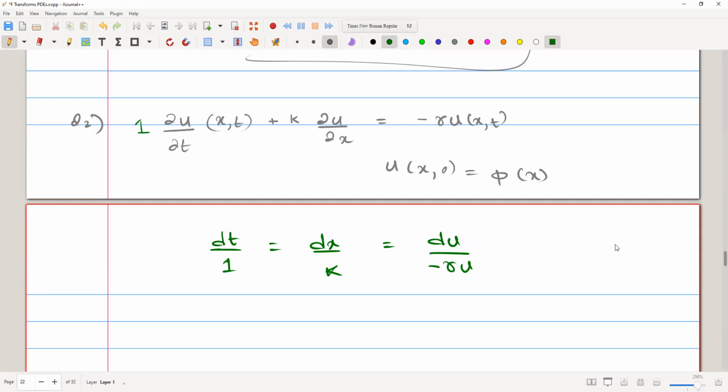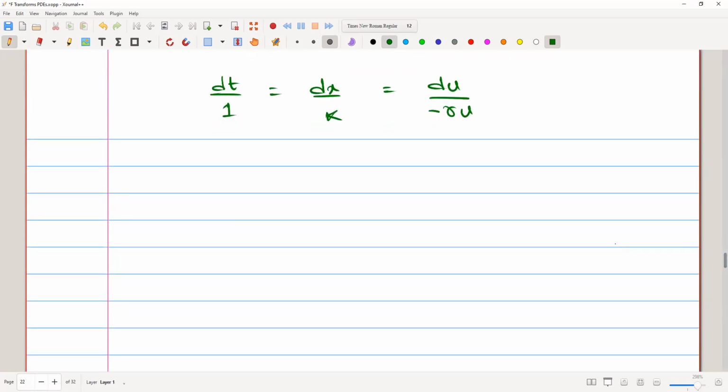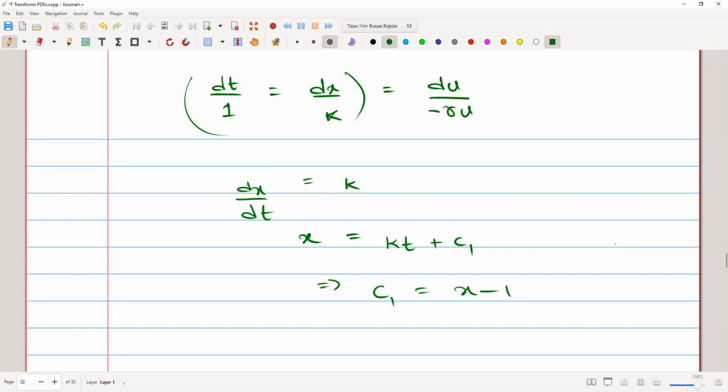All right, so again we can use any two pairs, so let's take these pairs first. So we write dx over dt equals k. Therefore, by solving this equation, we can get x equals kt plus c1. So this implies that c1 equals x minus kt.